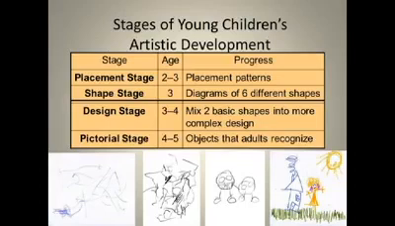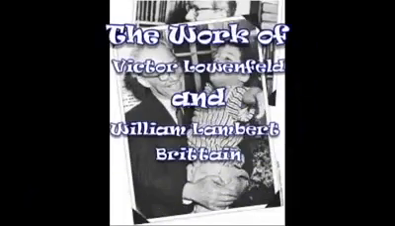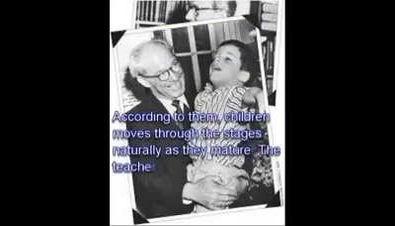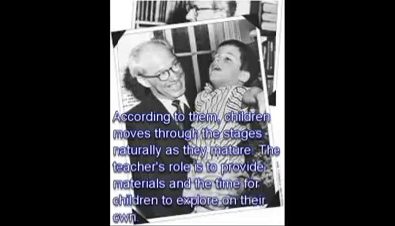Moving on to the next research, the work of Victor Lowenfeld and William Lambert Brittain. Victor Lowenfeld and William Lambert Brittain expanded Kellogg's work and extended the stages of art development into adolescence. Like Kellogg, they also warned against outside interference in the child's process of self-expression. According to them, children move through the stages naturally as they mature. The teacher's role is to provide materials and the time for children to explore on their own.